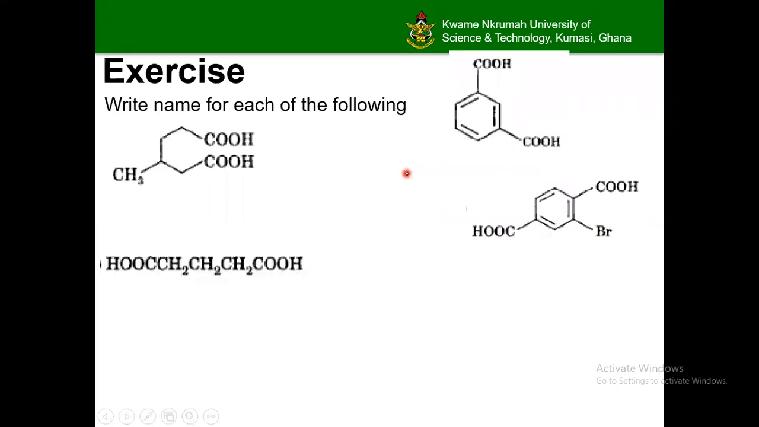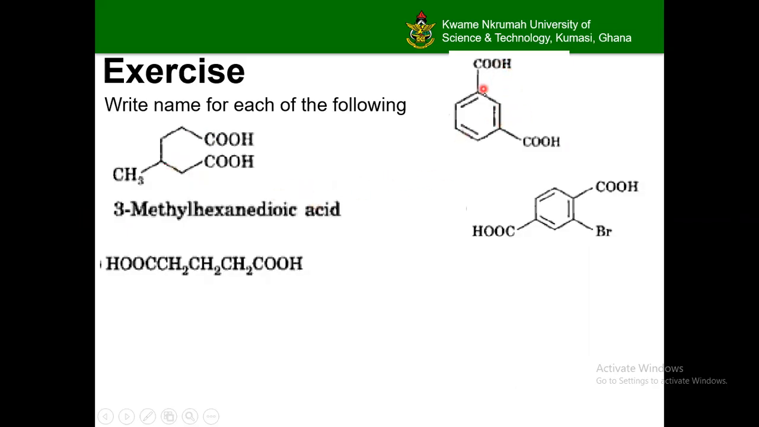Then next exercise, they are asking us to provide the names, right? So we can count 1, 2, 3, 4, 5, 6. 1, 2, 3, 4, 5, 6. So 6 is hexene. On the third carbon, we have methyl. So 3-methyl hexene dioic acid.